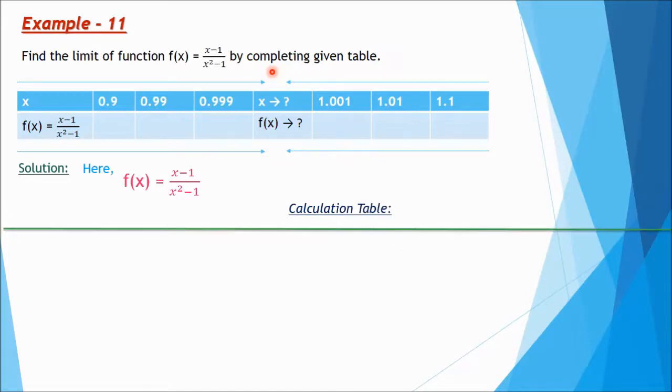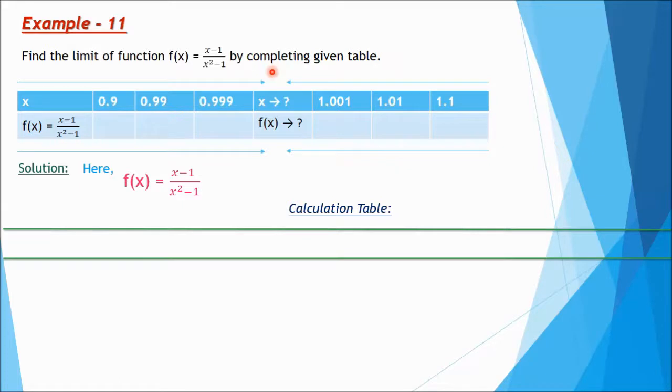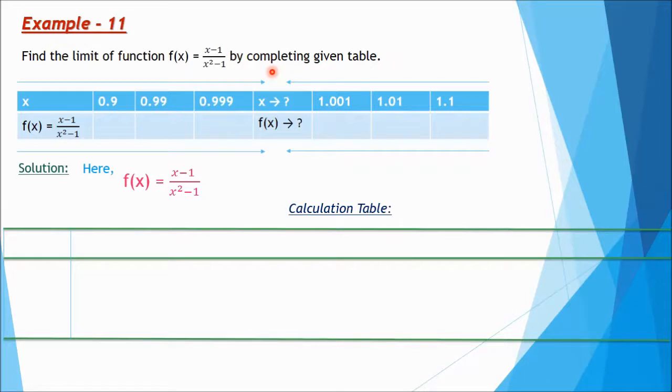Now the table will be a long, big table. You can draw it vertically also. This is our table, and the value of x will be on the horizontal: 0.9, 0.99, 0.999, and in between there will be x. Now x must approach from both sides, from the left side and from the right side.